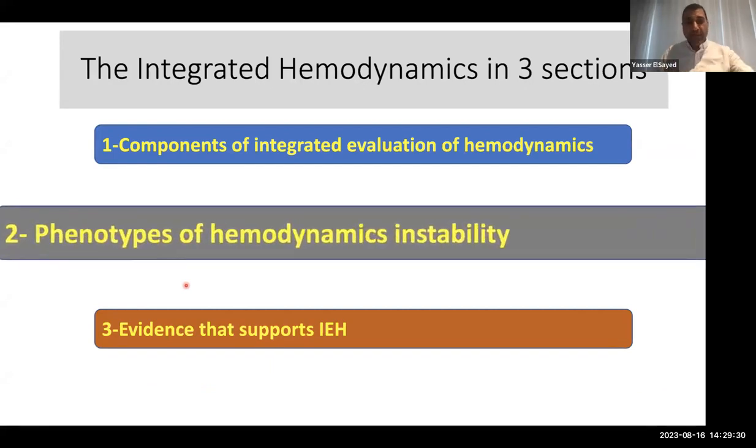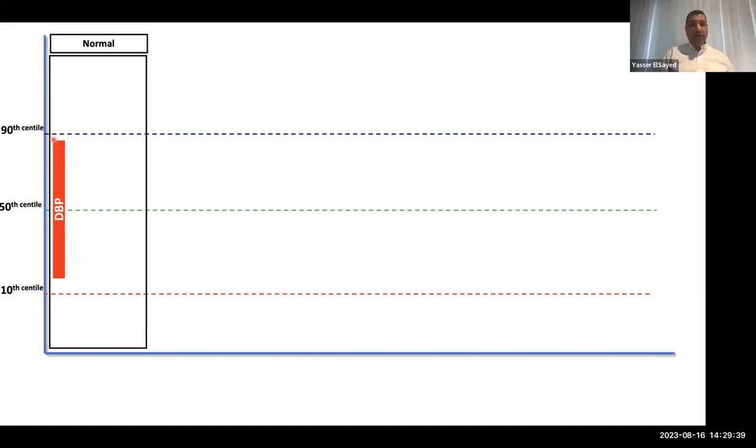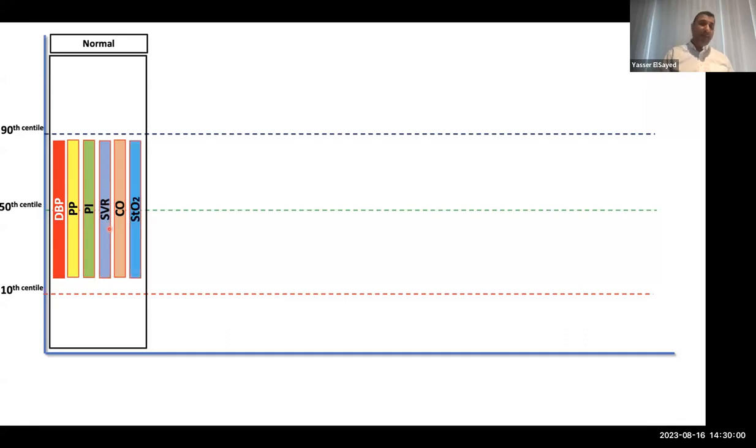So the second part of the presentation now would be the phenotypes. Based on what we said before, everything should be within centile values. And we have the normal diastolic blood pressure and pulse pressure. Again, these are the two most important non-independent parameters for the blood pressure. They are maintained within the centile values, including PI, the perfusion index, which reflects the peripheral perfusion, and you can get that from the pulse oximetry. Also systemic vascular resistance, cardiac output, and cerebral oxygen saturation or tissue oxygen saturation.